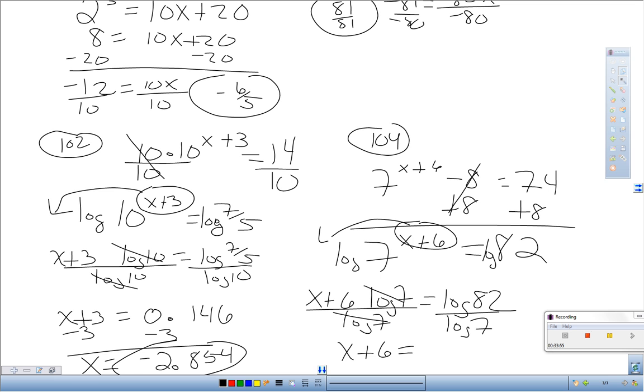Log of 82 divided by log of 7. That gives me 2.265, and then just subtract 6 from both sides. And that gives my final answer of negative 3.735. And that would be your answer for number 104. And then I am done.